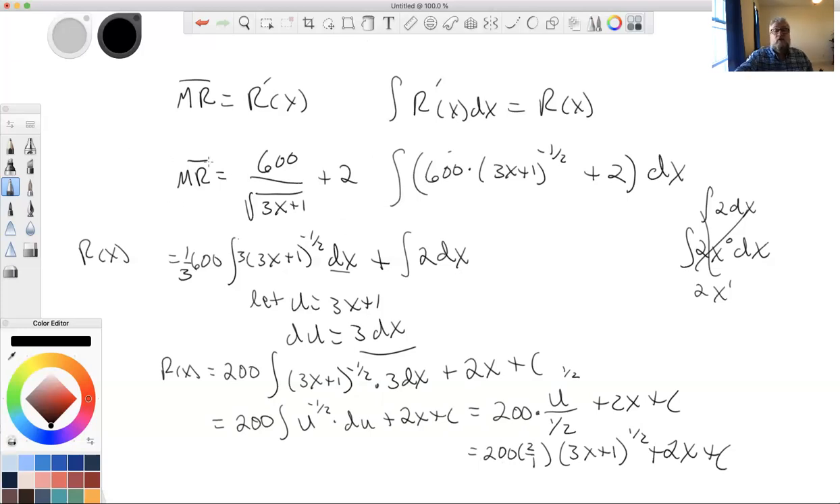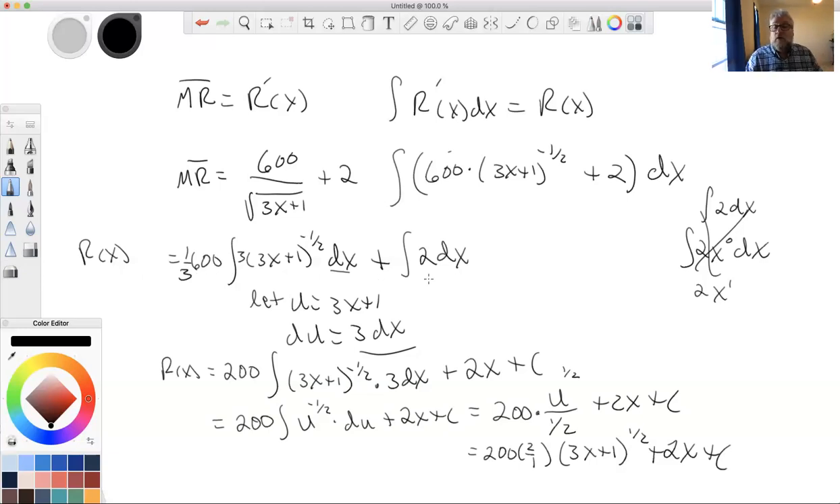We took the marginal revenue, which is the same as the derivative of the revenue. And when you integrate the derivative, you get back the original function again. So we put the marginal revenue inside an integral, integrated over dx, the number of units we're selling. And then we went ahead and did the integration.